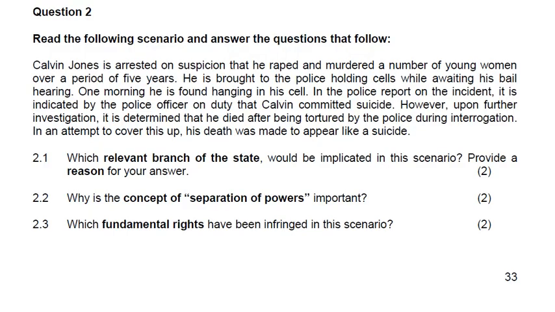The next question is question 2. Read the following scenario and answer the questions that follow. Calvin Jones is arrested on suspicion that he raped and murdered a number of young women over a period of 5 years. He is brought to the police holding cells while awaiting his bail hearing. One morning, he is found hanging in his cell. In the police report on the incident, it is indicated by the police officer on duty that Calvin committed suicide. However, upon further investigation, it is determined that he died after being tortured by the police during interrogation. In an attempt to cover this up, his death was made to appear like a suicide.